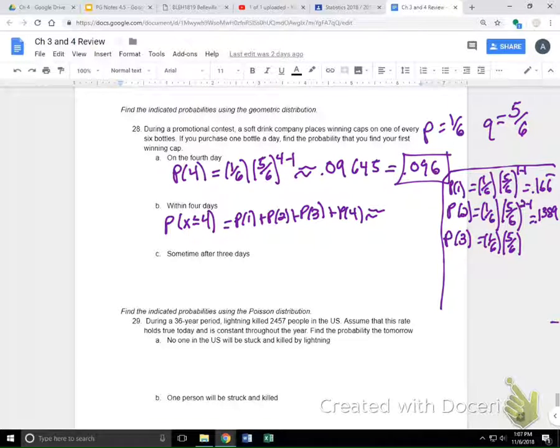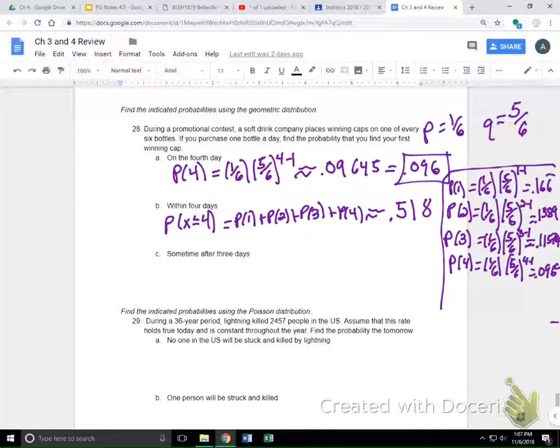And then again, that is happening on the third day. So you have 1 success, and that results in 2 failures. And then we have 0.11574. I can't fit the 4 in. And then the last one is P of 4, which is 1/6. So you had a success, and that means you had 3 failures. That's 4 minus 1, which is 0.0964. So for question B, we add all of those together.